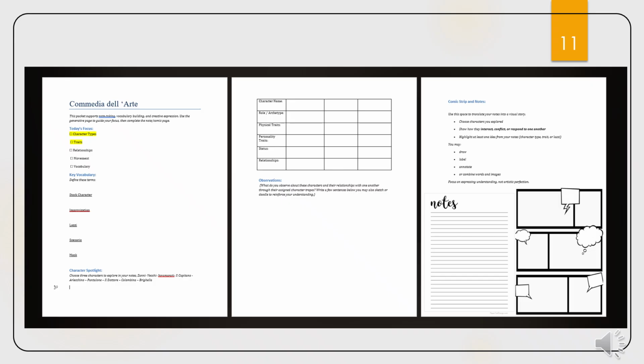Then I provide key vocabulary up front, so they're not searching for what matters, they already know what matters in this section. The character table helps them organize information, and the observation section pushes them to make connections. And then the comic is where they translate that understanding visually. So they're engaging with the material in multiple ways. They're not just writing, they're not just reading. And what this does is it supports different learners without lowering the rigor. It just makes the pathway very clear and very predictable.